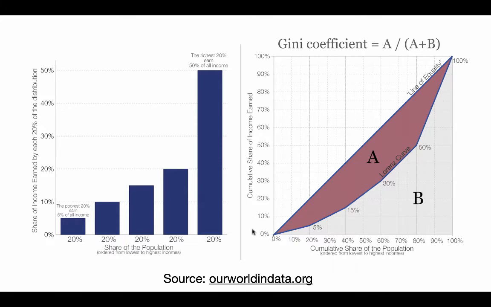So this is showing a particular income distribution. You can see that this is the bottom 20% of the population in terms of income, and this is the share of income that part of the population earns. So the bottom 20% is earning 5%, and then the next 20% is earning 10%, going to the top 20%, which earns half of all the income. So obviously there's some degree of inequality here, and we want to get a measure of that.